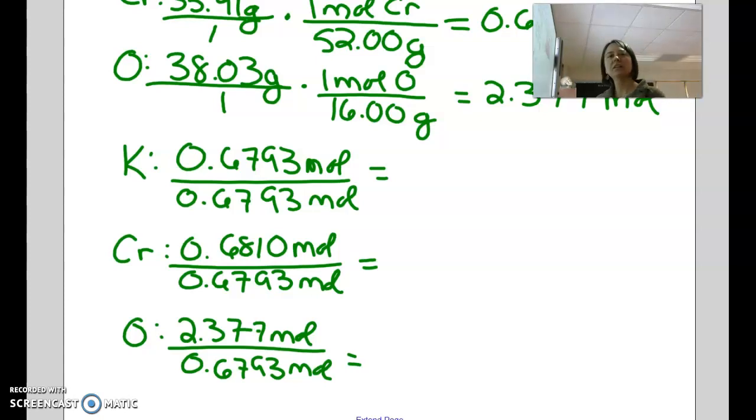Okay, this is where I'm going to leave you. I want you to do the calculations and then figure out how you're going to put it in ratios and then turn that into an empirical formula. And we'll talk about that in class.